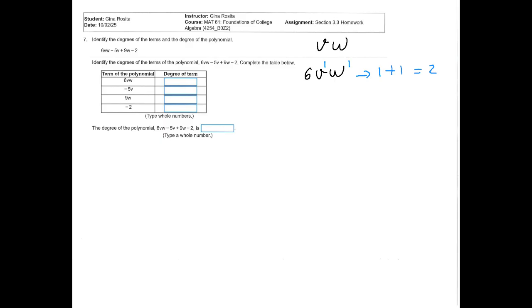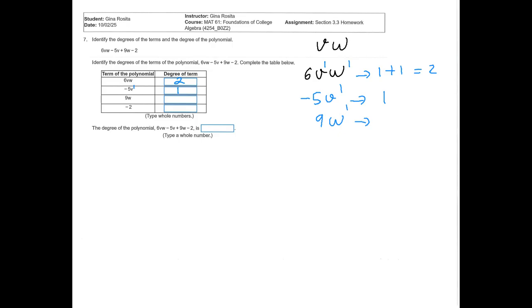Okay, so for 6VW, the degree of the term is 2. Negative 5V, I can put 1 like this. So the degree is 1. For 9W, I can put the exponent 1. So the degree is 1.